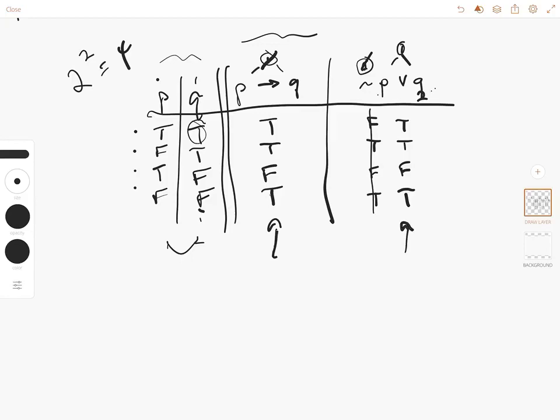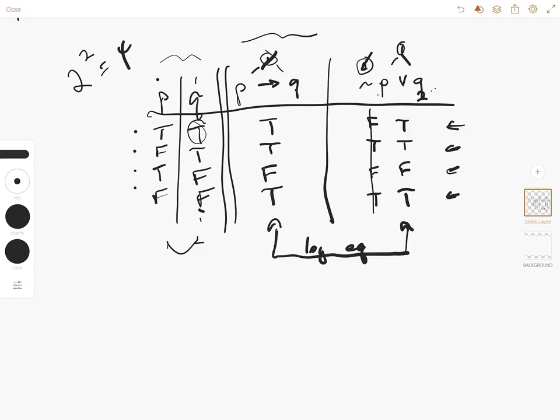Now, what do you notice about these two expressions? For the same inputs for each row, they have the same output. For the first row, if P is true and Q is true, then these two expressions yield the same output, which is true. This is what we mean when we say that an expression is logically equivalent. Two expressions are logically equivalent when, for the same inputs, they yield the same output truth value, whatever it may be. When you look down each one of these rows, you see that for whatever the input is, these two expressions yield exactly the same output.